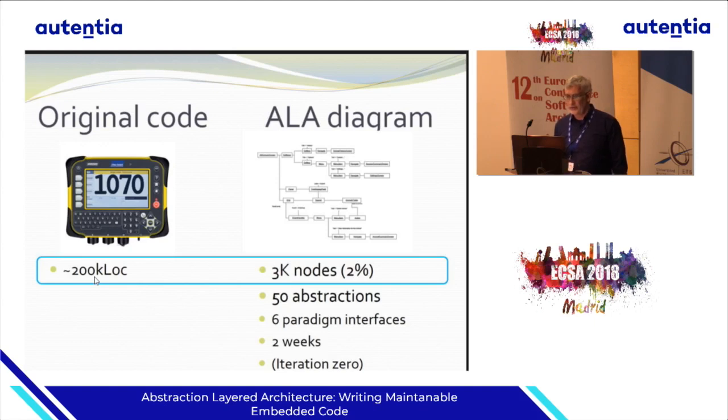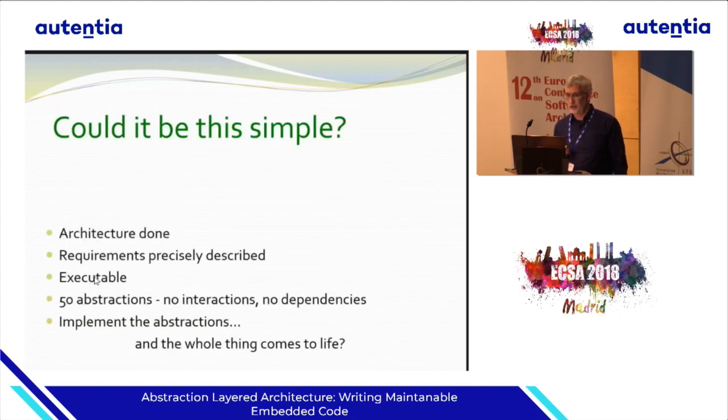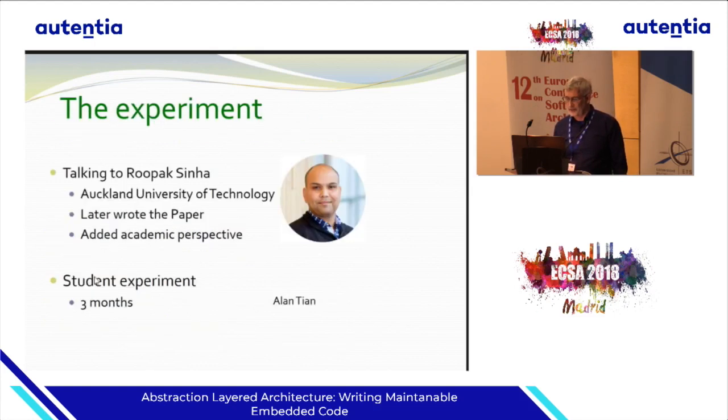So then I thought, well, that was pretty cool. I now have a complete description of the requirements of this thing that's executable and took me only 2 weeks to do. Could it be that simple, that all I have to do now is write the code in these 50 abstractions, which are already zero coupled with each other, so they're like standalone programs, and the whole thing will work? And I didn't know.